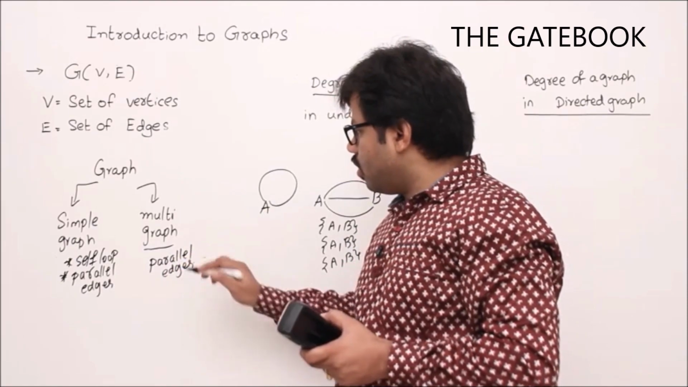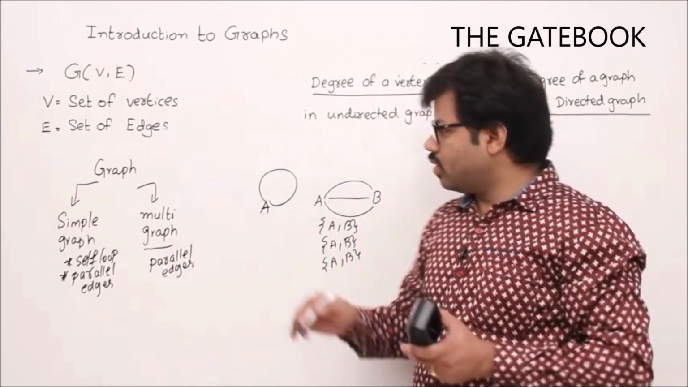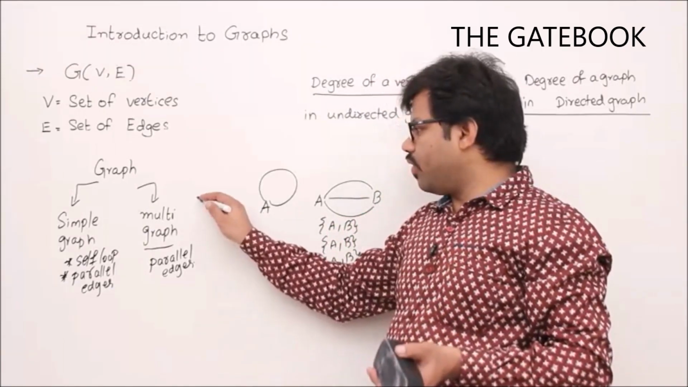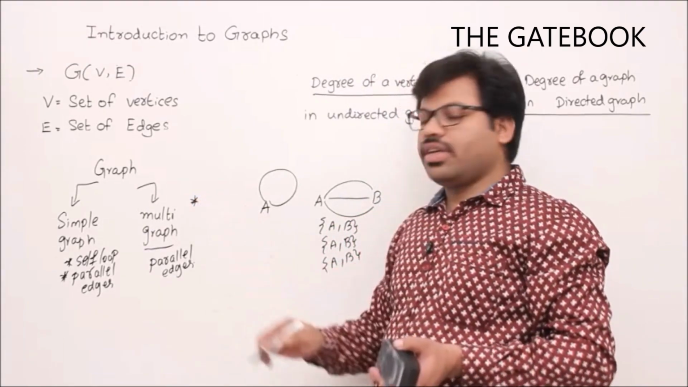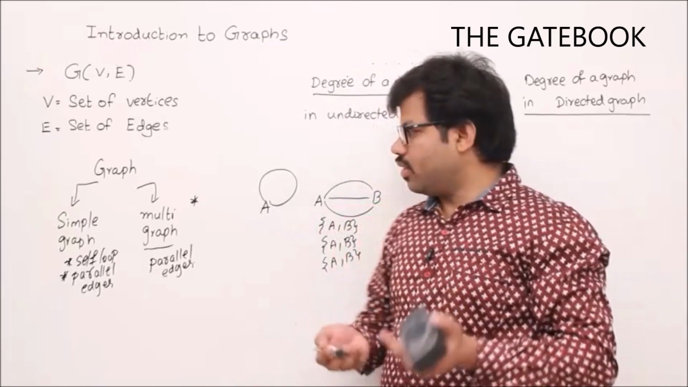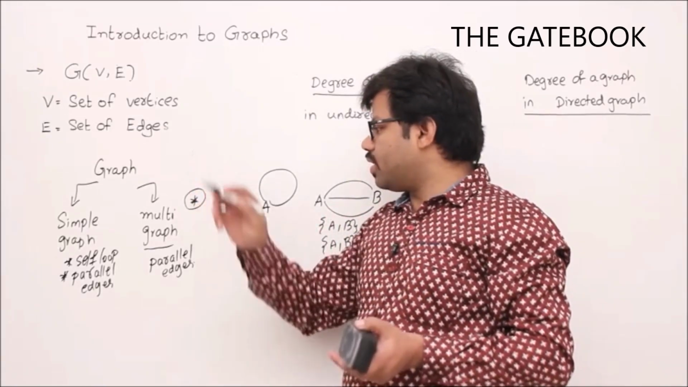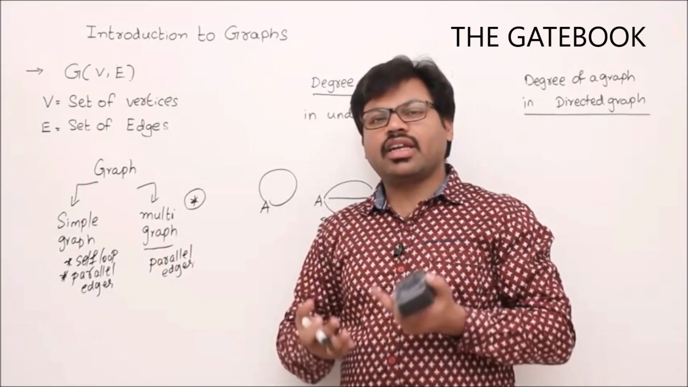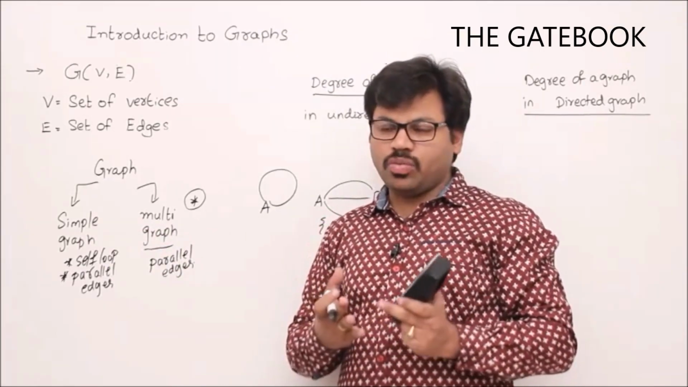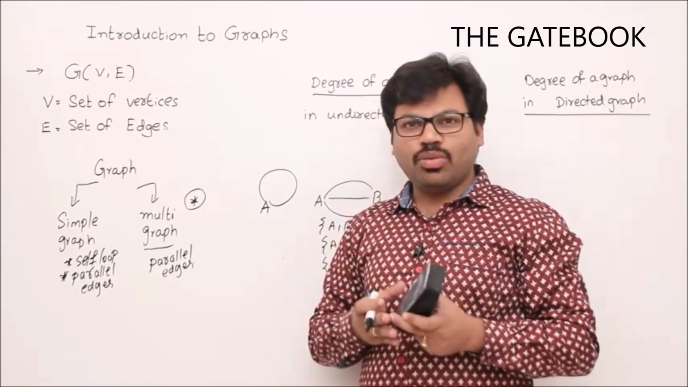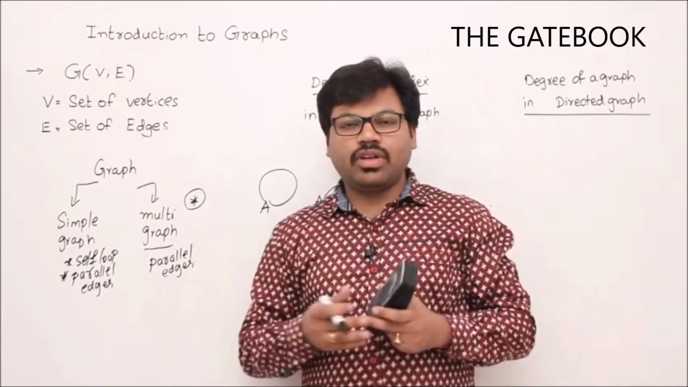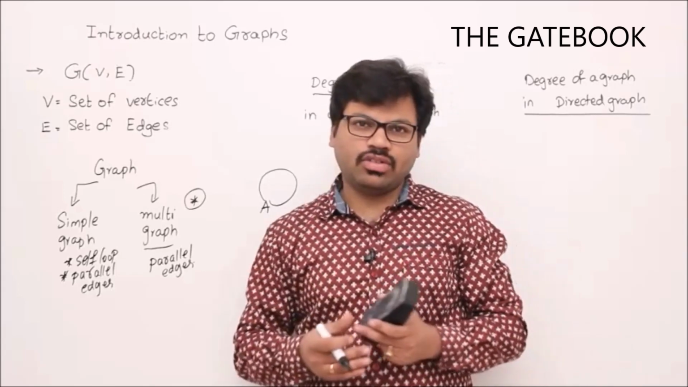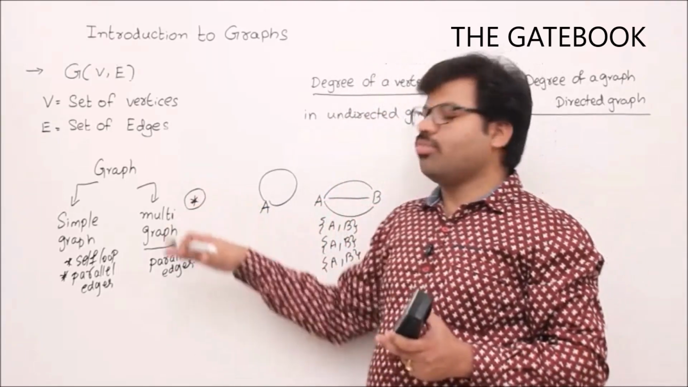Okay. But what about self loops? The question is, does a multigraph contain self loops? It is ambiguously defined in theory. Some people say that multigraphs contain self loops. Some people say that multigraphs do not contain self loops, and there is one more group that doesn't say anything, like they neither allow nor disallow. So this is the story about multigraphs.